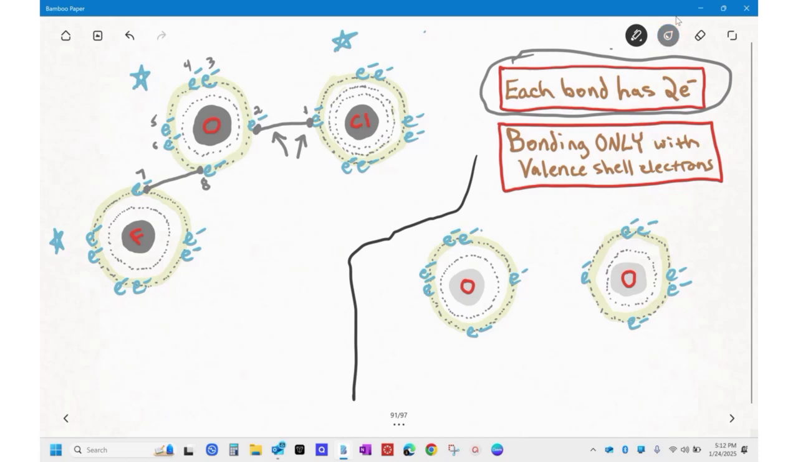So between these two oxygen atoms, we're going to take one of the electrons from the left oxygen atom and bond it with one of the electrons from the right oxygen atom, and there's a bond right there. So that gives us one more electron. So now oxygen has 7 electrons, but it needs 8, right? But look, we have an extra electron on each valence shell that we can also bond to each other.